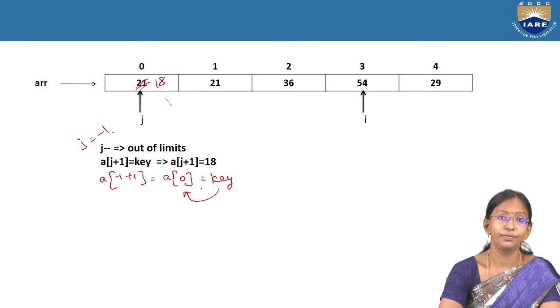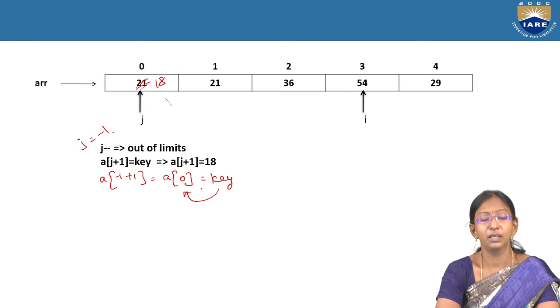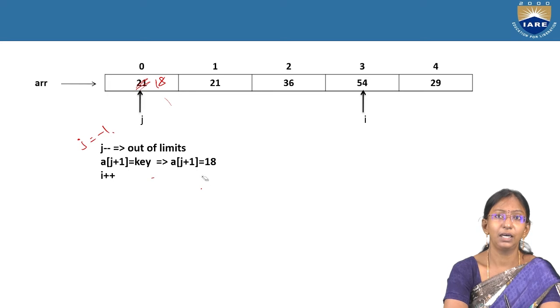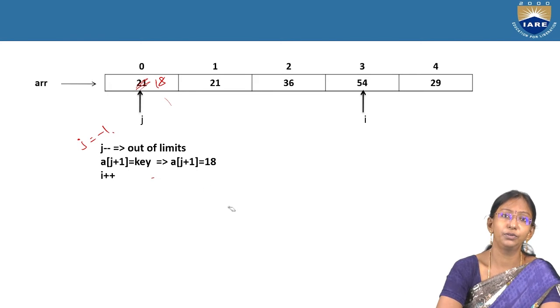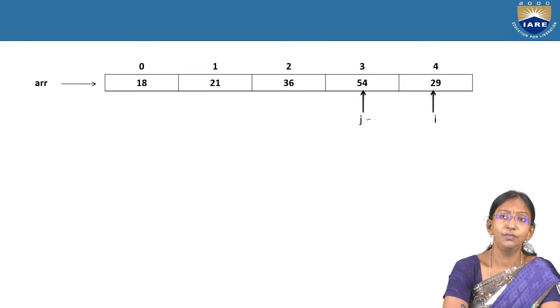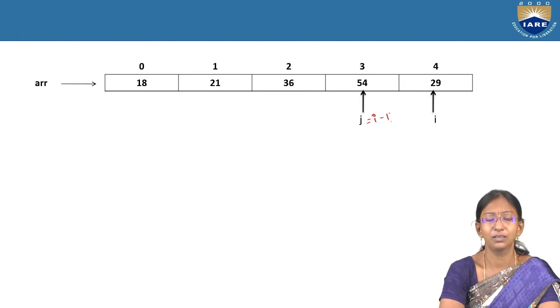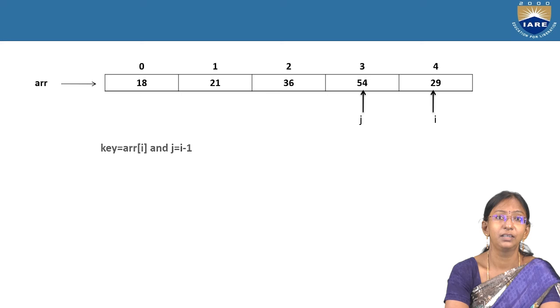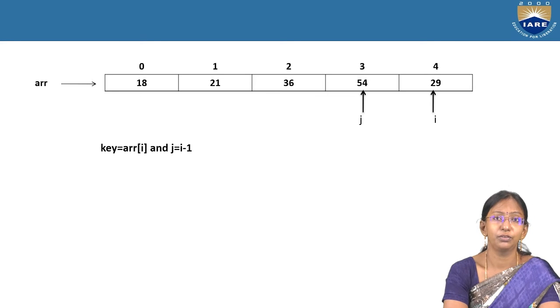So this is the end of the second iteration. By the end of the second iteration, we are going to increment the I value to start a new one. Right? So when we increment I, it will point to the last element 29. As it is pointing to the last element 29, j will be pointing to one index value less than it, that is pointing to index value 3. Let's repeat the same process. Here the key value is 29, and let's start the comparison.